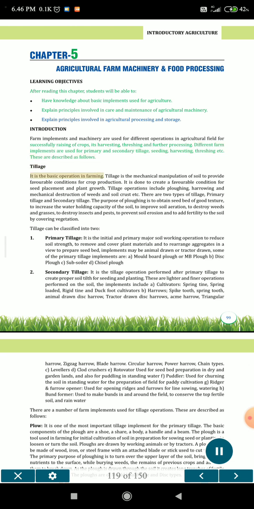Tillage. It is the basic operation in farming. Tillage is the mechanical manipulation of soil to provide favorable conditions for crop production. It is done to create a favorable condition for seed placement and plant growth. Tillage operations include plowing, harrowing and mechanical destruction of weeds and soil crust etc. There are two types of tillage, primary tillage and secondary tillage.